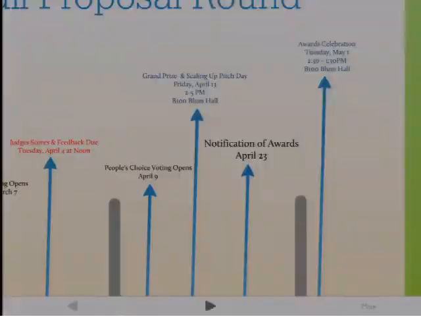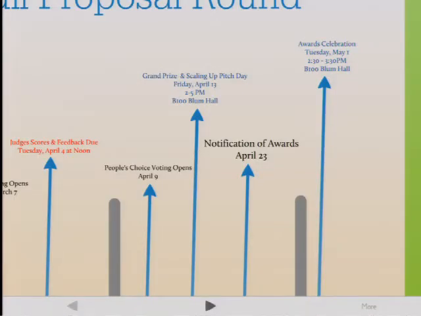Finalists will be notified of their awards on April 23rd, and then there'll be an award celebration on May 1st. Judges are absolutely invited to attend the award celebration. It'll be in the afternoon in Blum Hall. Also, if you're interested in judging for the grand prize and being part of the panel of judges, for sure let us know. You can email us or talk to us after. We'd love to have you.